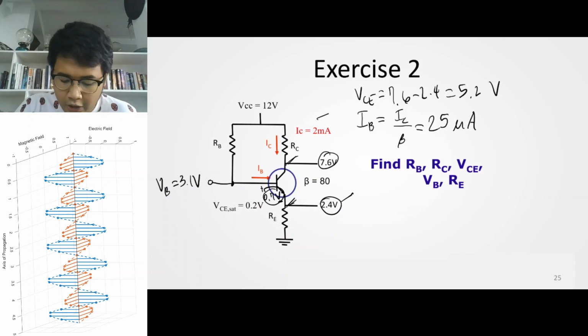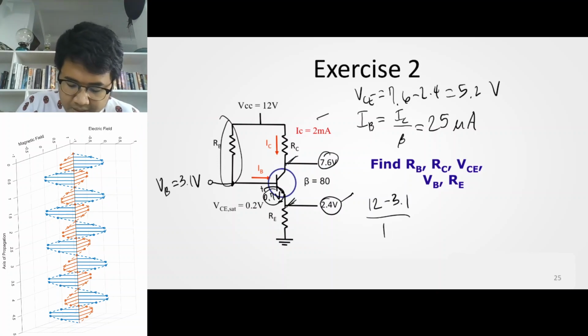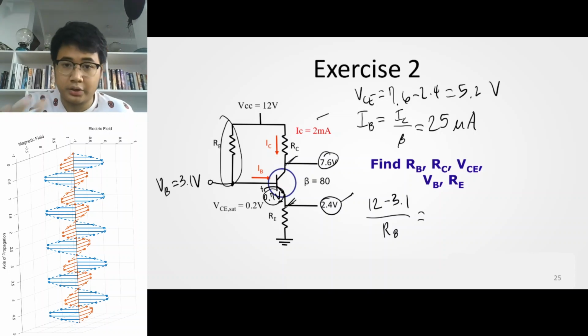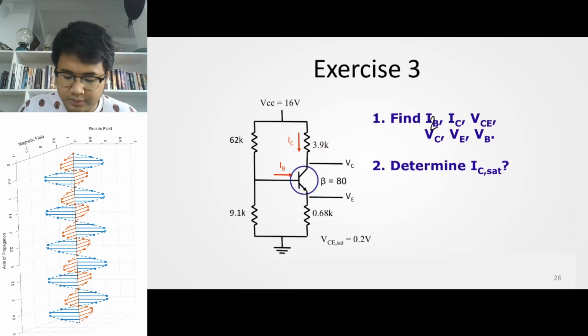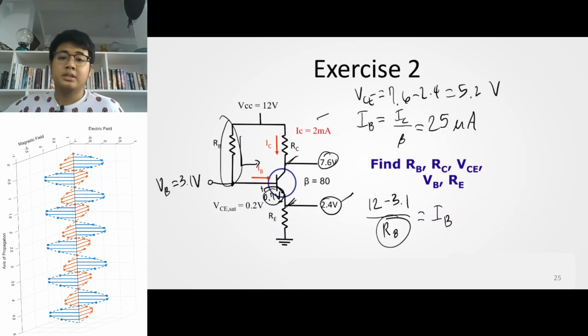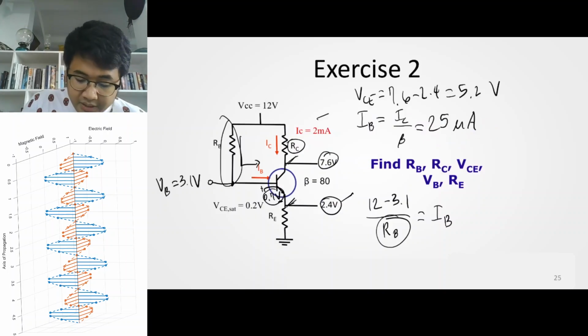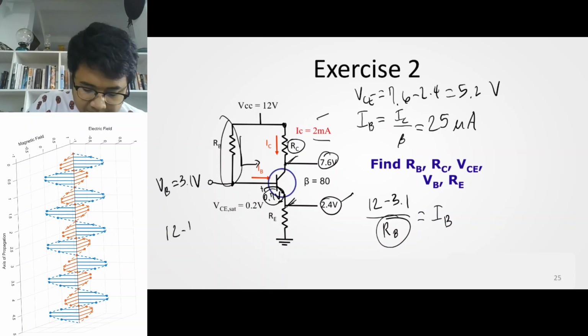We can solve for RB in this way. By nodal analysis here, 12 minus 3.1 volts divided by RB is equal to the current IB, which is passing through here, and we can solve for RB. RC can also be solved immediately. Since IC is 2 milliamperes, the potential difference is 12 minus 7.6, divided by RC, equal to 2 milliamperes. We can now solve for RC.